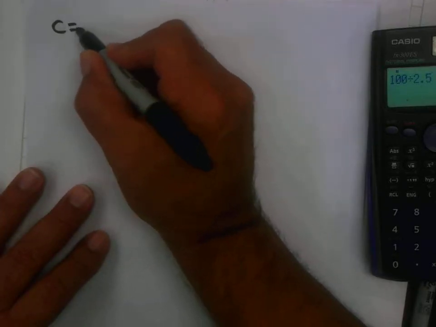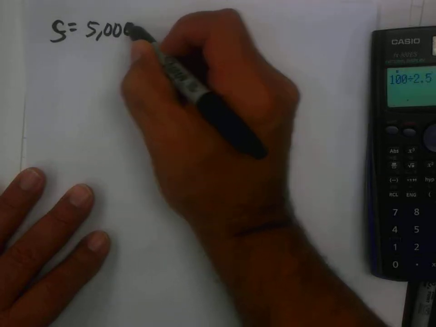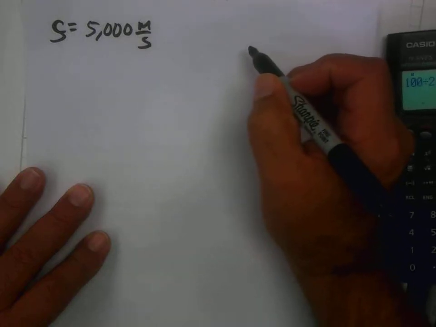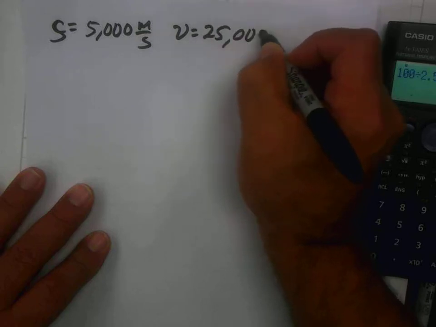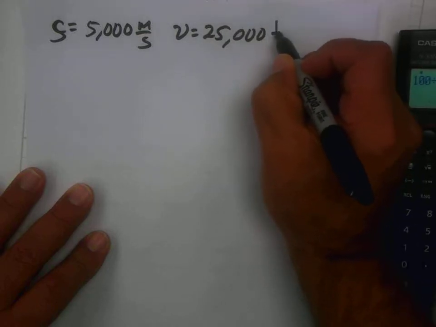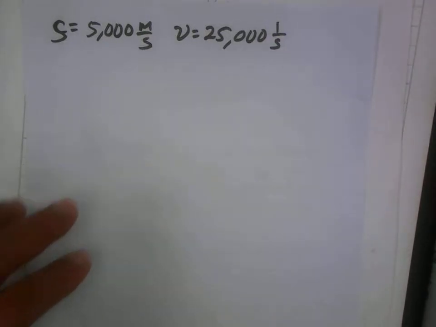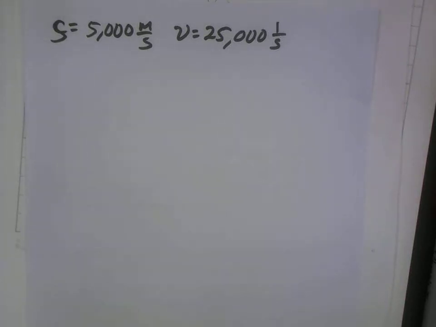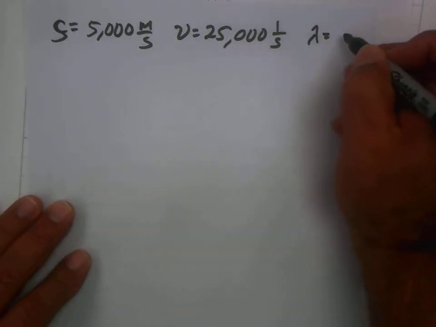We're given speed, which is 5,000 meters per second. We're given frequency, which is 25,000 hertz, or I'm going to put it as 1 over second. And you're going to see why later on. Hertz is a nice unit to call a frequency, but when you're using equations, you want the units to be in per second because it's easier to have the units cancel out. And we're looking for the wavelength.